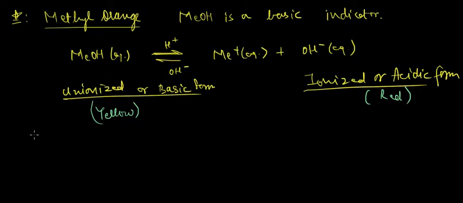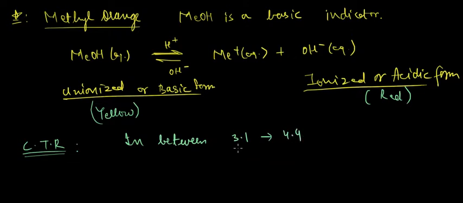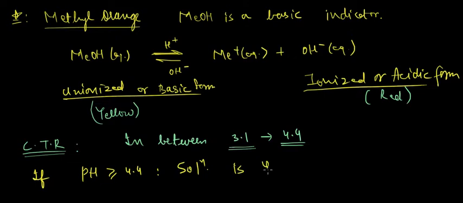Okay, so the color transition range for methyl orange is between 3.1 to 4.4. So if the pH of the solution is greater than or equal to 4.4, then the solution is yellow, as methyl orange remains in its basic form.